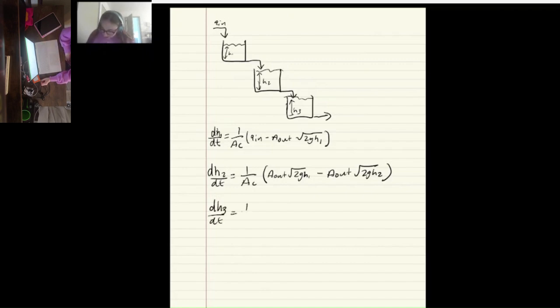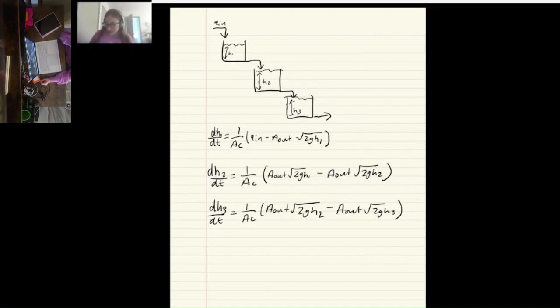So these are subtracted. Good. Now we're going to do the third one. It's 1 over AC, and what's flowing into the tank is the outlet flow of the second tank, just like we did for the second tank. So it's A out times the square root of 2gH2, and then minus A out times the square root of 2gH3.